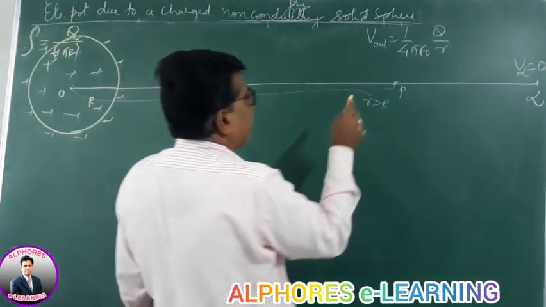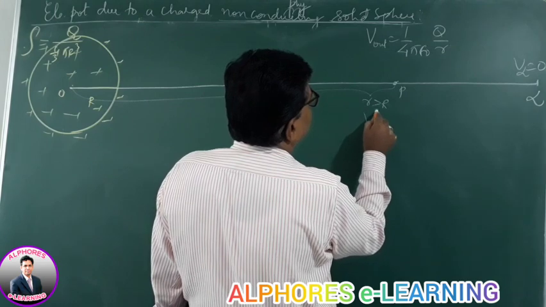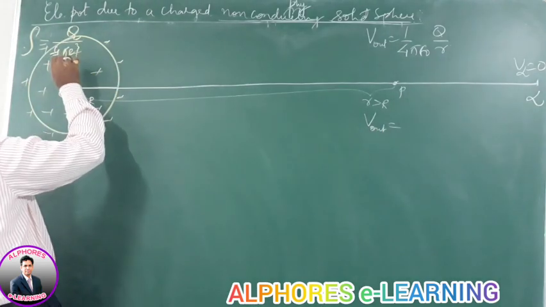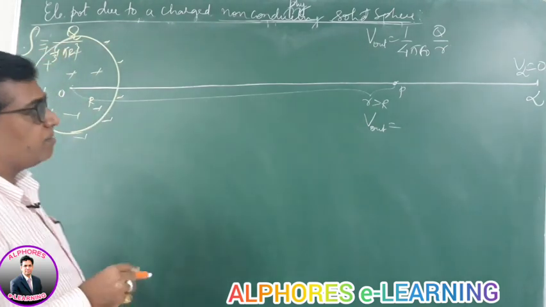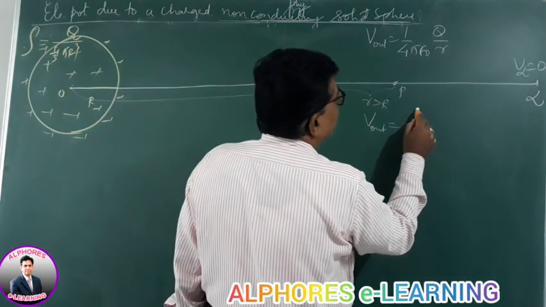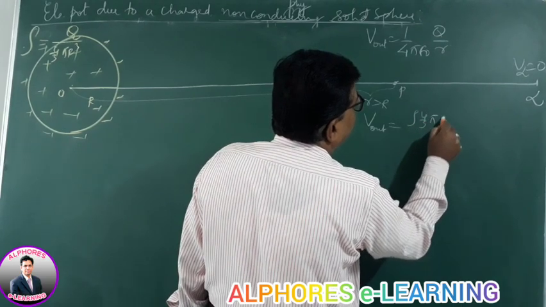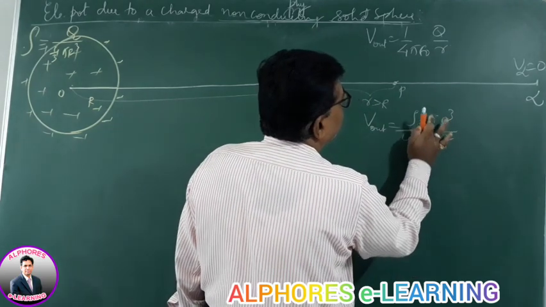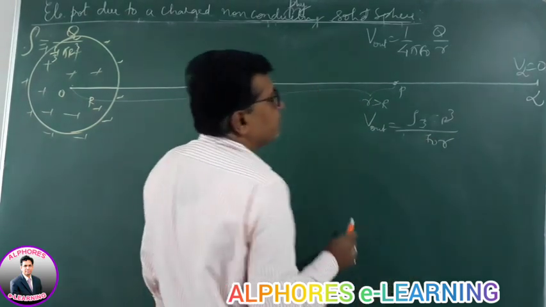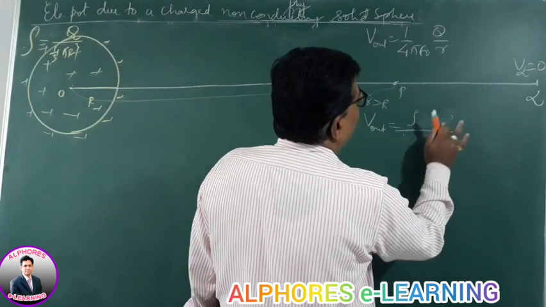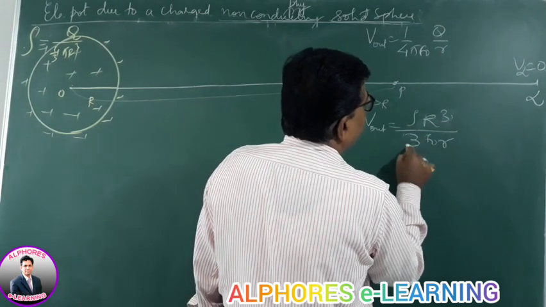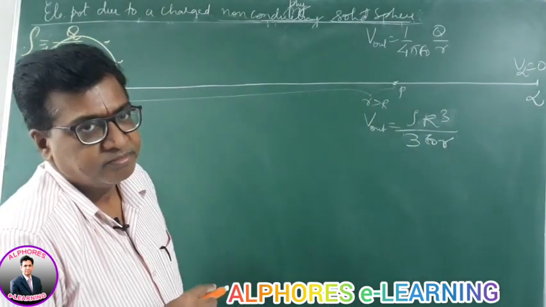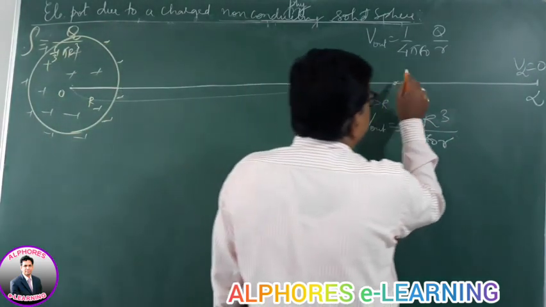We have even taken this formula in terms of volume charge density also. So the charge I shall replace as 4 by 3 pi r cube into rho. So it's rho into 4 by 3 pi r cube by 4 pi epsilon naught small r. The 4 pi cancel, and on simplification I get rho r cube by 3 epsilon naught small r. So this is the potential at the outside point. At the outside point, the potential is given like this.